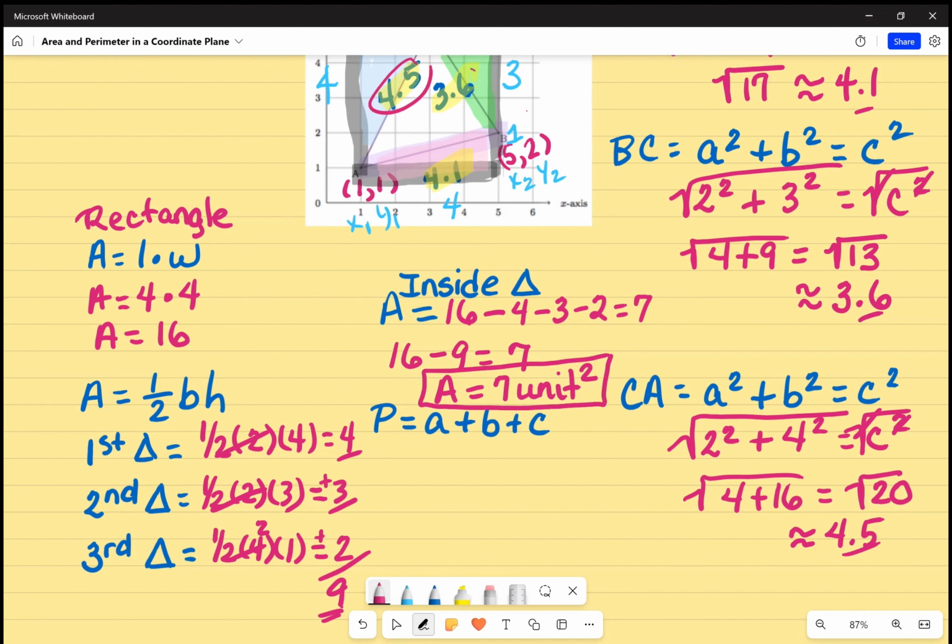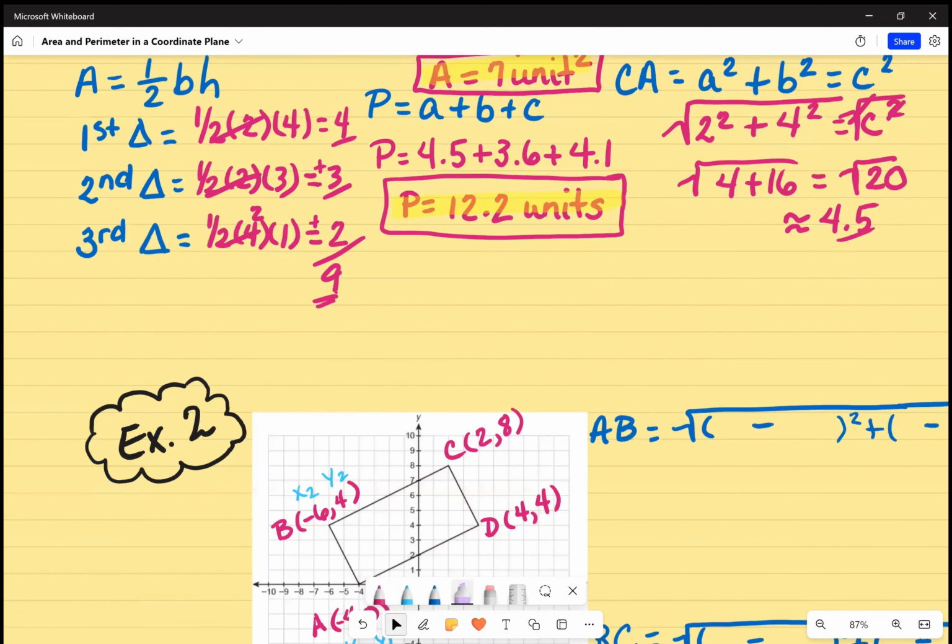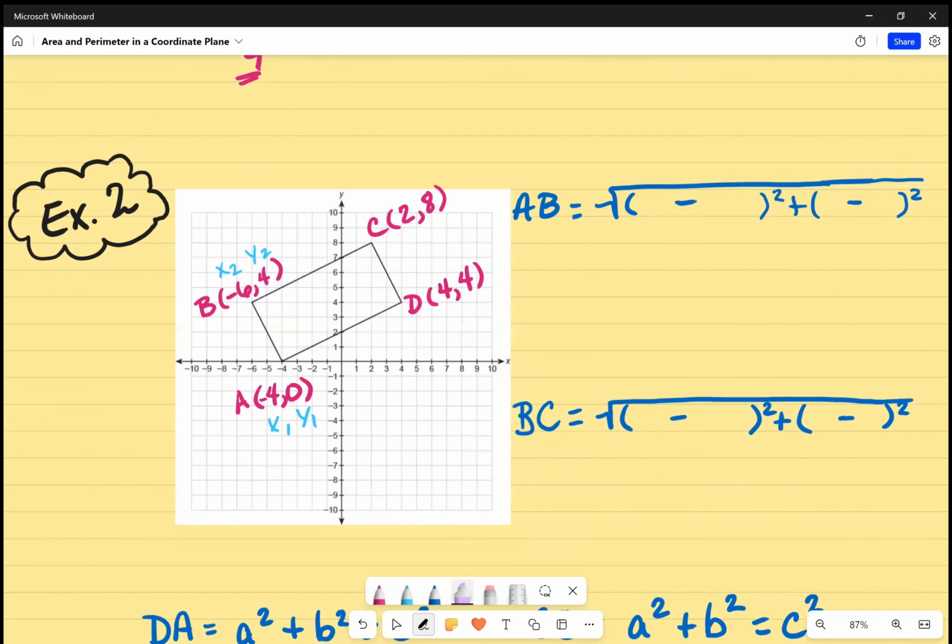So remember I said we needed those numbers for the perimeter? This is where we're going to substitute them in for A, B, and C. And then we're just going to add those numbers together, which will give us the perimeter of the inside triangle of 12.2 units. In example 2, we have a rectangle inside of the coordinate plane.